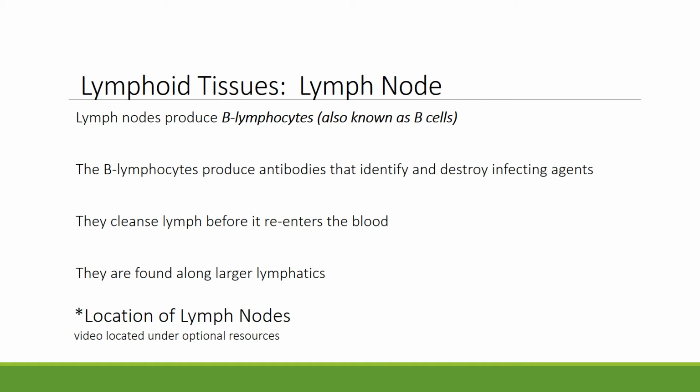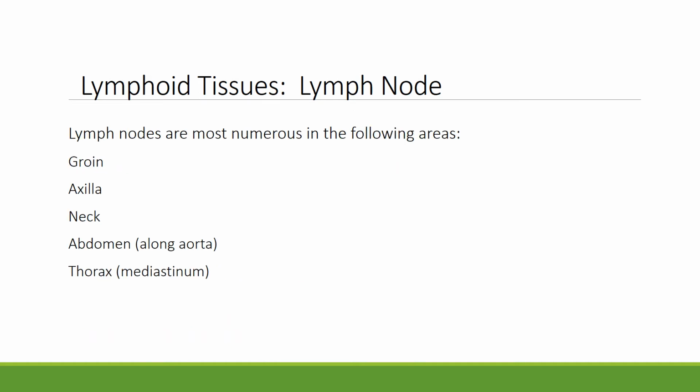They also cleanse lymph before it re-enters the blood. They are found along larger lymphatics. Hopefully in the video you were able to see the location of lymph nodes in the body. Lymph nodes are most numerous in the groin, the axilla, which is under the arm, in the neck, in the abdomen along the aorta, and in the thorax along the mediastinum.